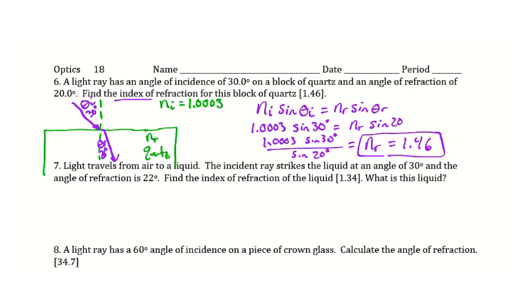So that is Snell's law. You can either find an index or you can find the angle. You just have to make sure your calculator's in degrees. And I think probably the most important information is the sketch that we did.